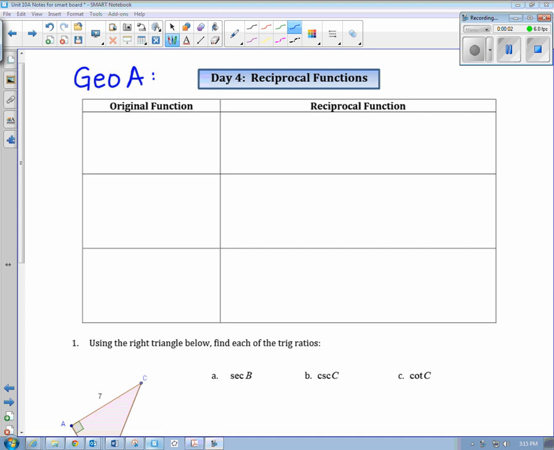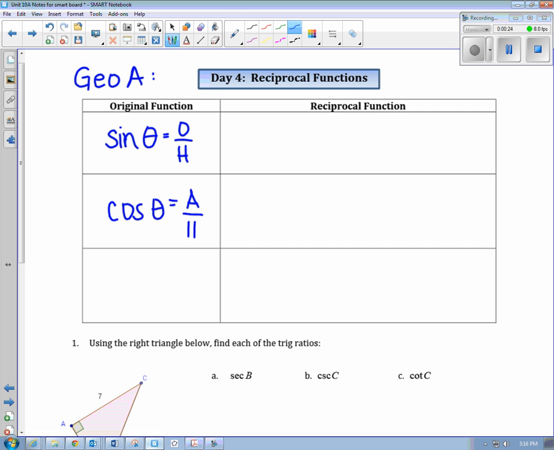Today we're going to be introducing three more trig functions, and these trig functions are the reciprocals of the three trig functions that we already know. So the ones we've already talked about have been the sine of theta, which is opposite over hypotenuse, cosine of theta, which is adjacent over hypotenuse, and then tangent theta, which is opposite over adjacent.